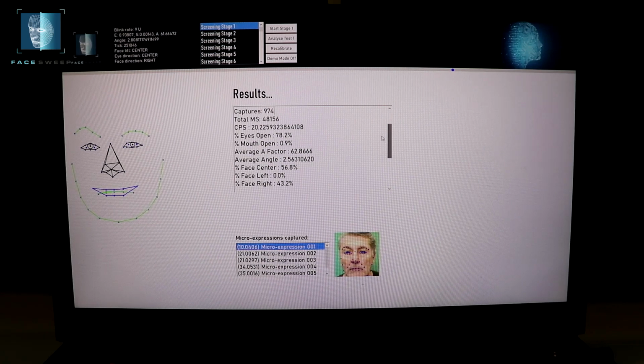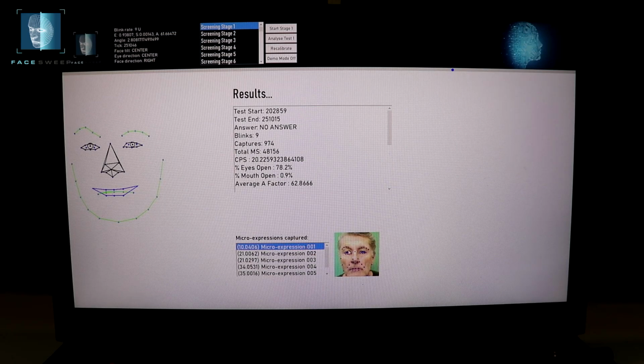There were 9 blinks. The average eye open ratio was 78.2% throughout the screening. On average, the head was tilted to the right at 2.6 degrees. The face was center just over half the time, otherwise to the right. The face was tilted down about 1.5% of the time.